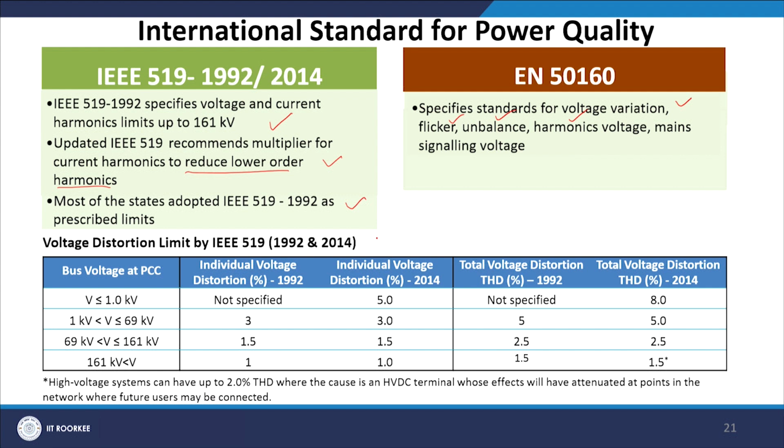Now, as per IEEE 519, we can see the voltage distortion limit. The bus voltages are specified, individual voltage distortion as per 2014 is specified, and then we can calculate the acceptable TSD in 1992 as well as 2014. So, over a period of time, the TSD range has been slightly upgraded. Especially for 1.0 kV and lower, it was not defined, but now you could see this is 8%, which is acceptable. So varying from 1.5 to 8% TSD at different voltage levels are acceptable.